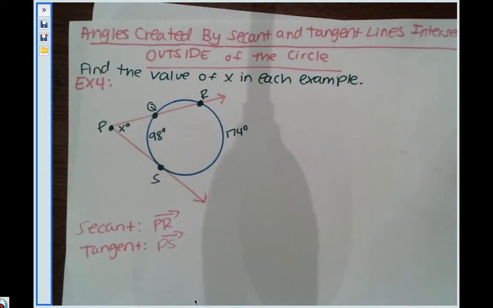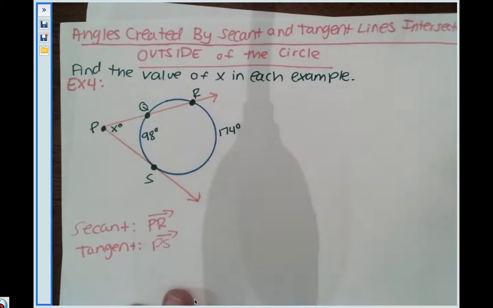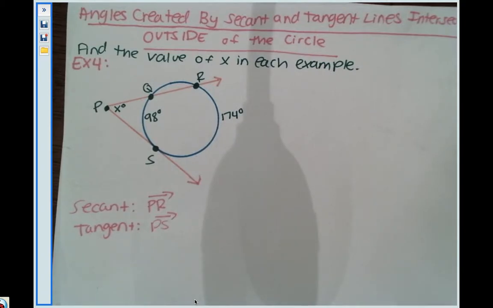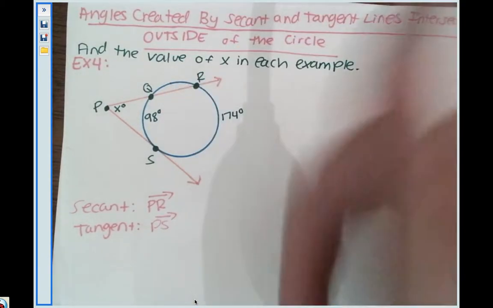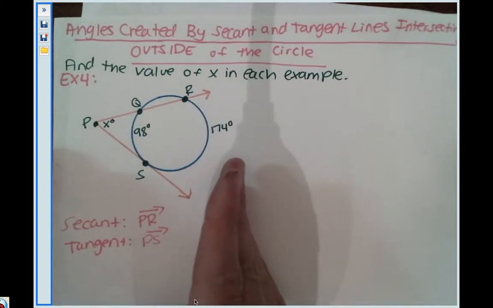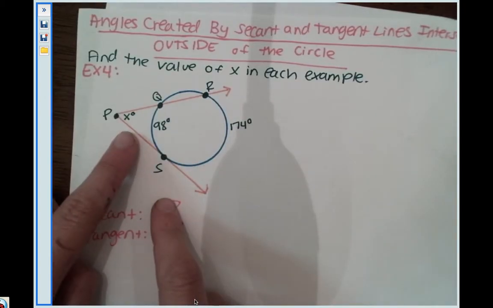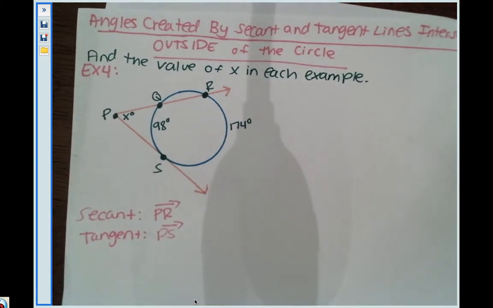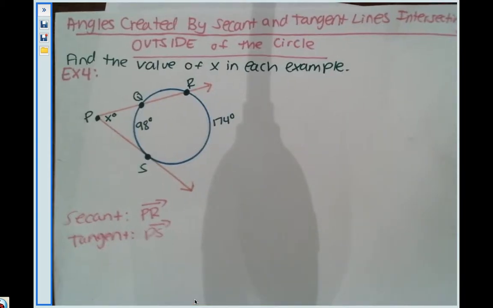Okay, so I'm trying to find the value of x in each of our examples. I currently don't have 5 and 6 written down yet, but in all of them, in examples 4, 5, and 6, we will be solving for the value of x. In this picture, angle P is located at x, so I'm going to be solving basically for angle P.